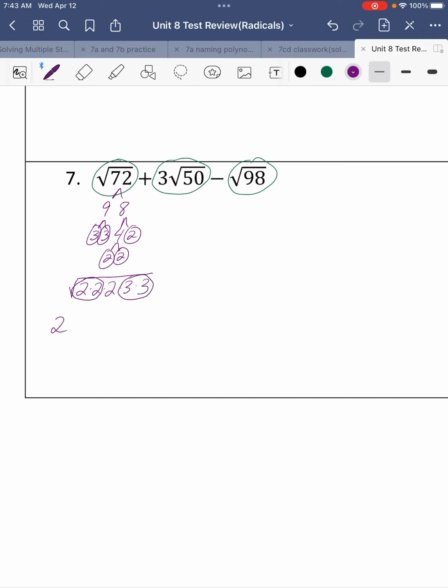It's a square root, so we need groups of 2. So 2 will come out, pair of 3's, and what stays underneath is the 2. So 2 times 3 is 6, square root of 2. So that's our first term. Second term, we have 50 is 25 and 2, and 5 and 5.